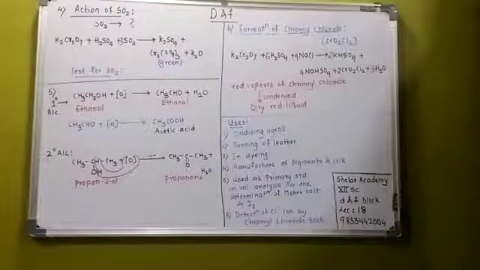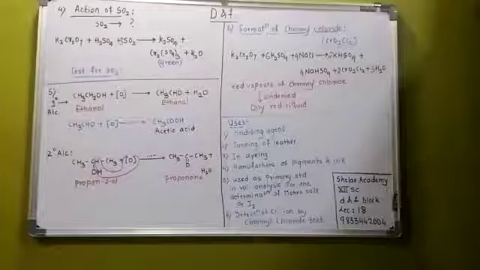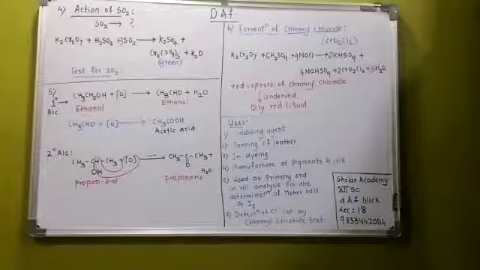Next, the uses of K2Cr2O7. Before the uses, we get the red vapors of chromyl chloride; when we condense it, it is converted to an oily red liquid. That is chromyl chloride.